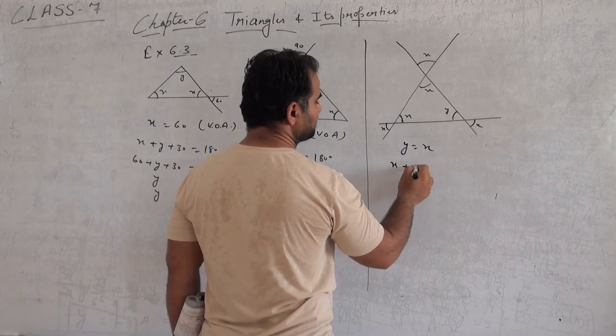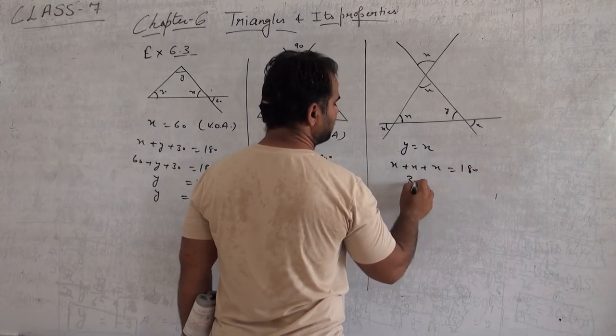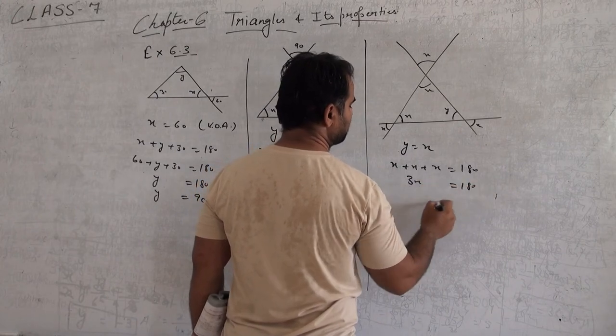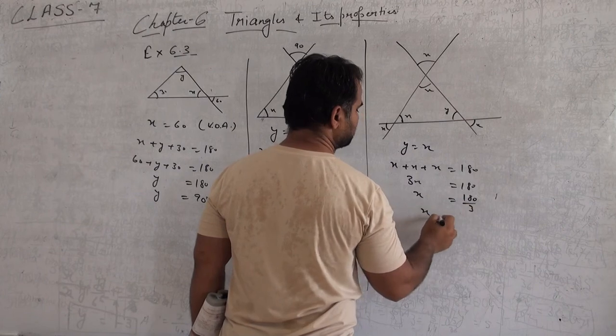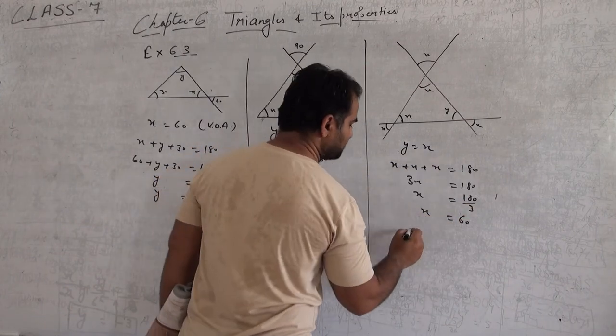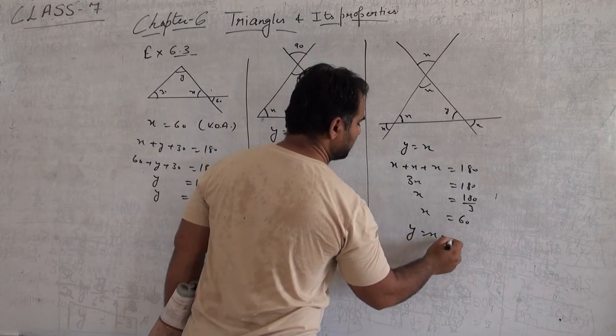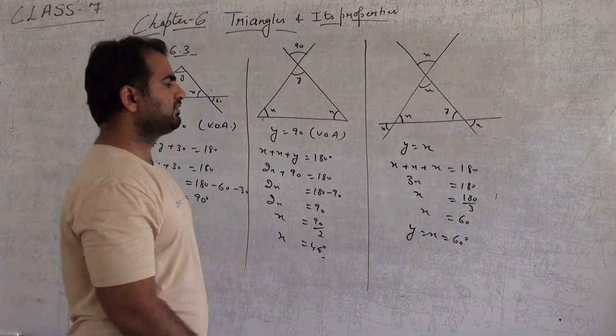So x plus x plus x equals 180 degree. 3x equals 180. So x will be 180 by 3. So x will be 60 degree. And y is also equal to x. So y is also equal to x, equals 60 degree. Okay. We got the value of x and y.